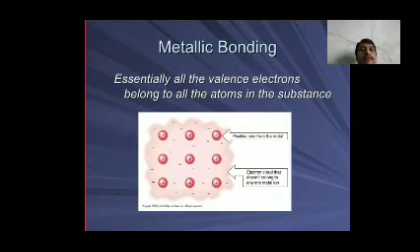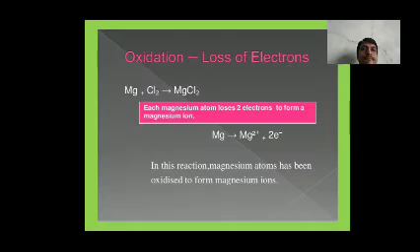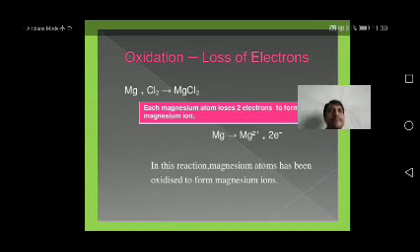Metallic bond: essentially all the valence electrons belong to all the atoms in the substance. Oxidation is the loss of electrons. Mg plus Cl2 gives MgCl2. Each magnesium atom loses 2 electrons to form a magnesium ion.